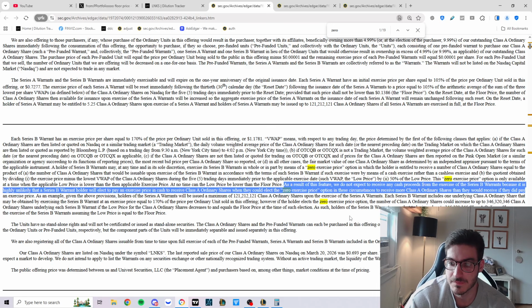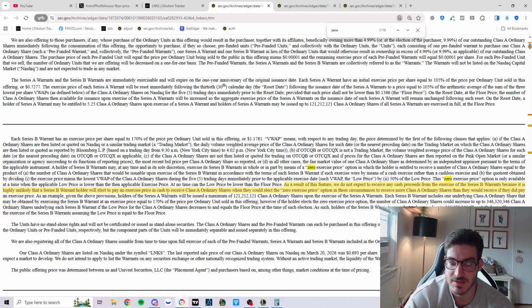Right here, guys. If you got burnt on links, this is how you saved yourself. As a result of this feature, we do not expect any of the cash proceeds of Series A and Series B, because when they could elect the zero exercise option, basically they're saying, why would we not do zero exercise if we can do it? If we have no reason to believe that they're not going to take cashless warrants if they have the ability to do it.